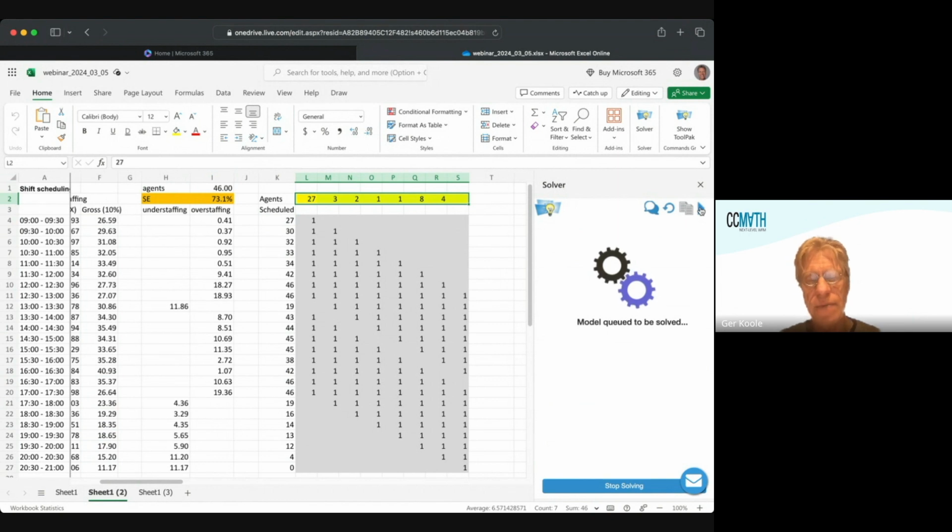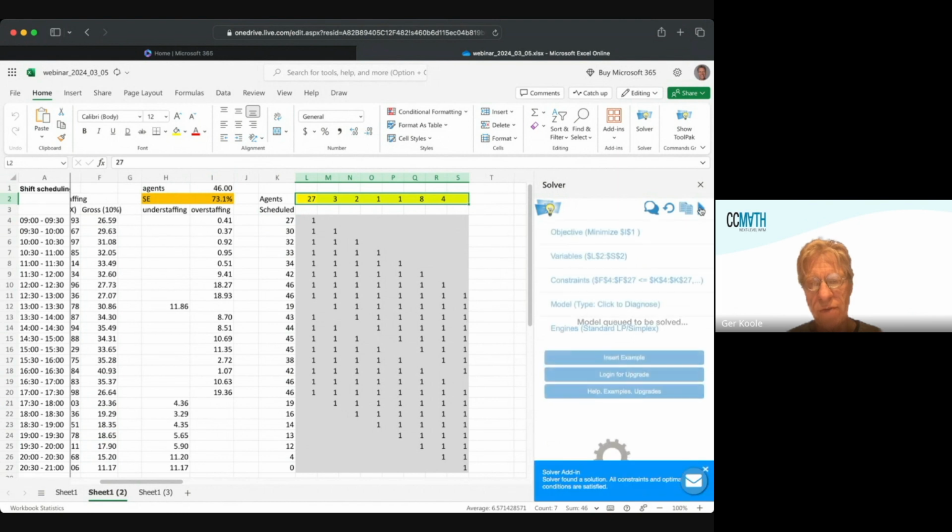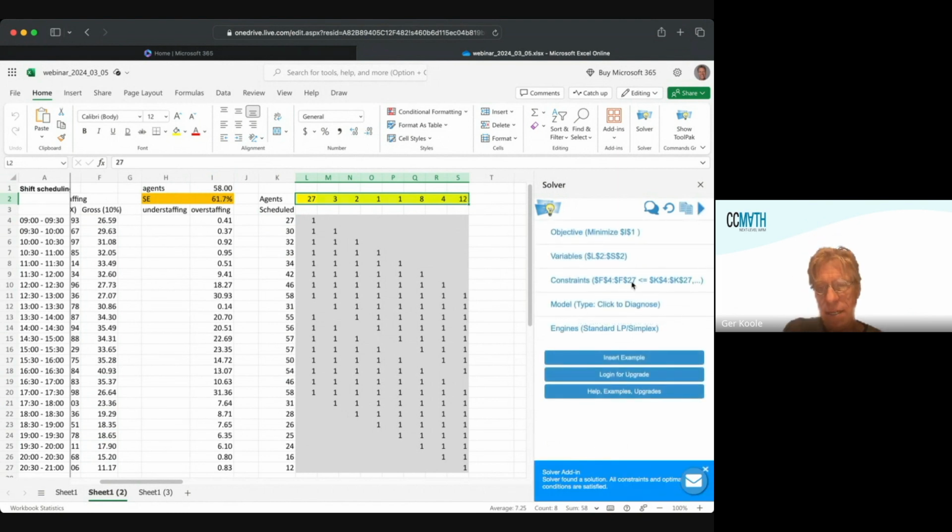It posts this problem to some solver on the web. Hey, and look at that, it worked. Yes, it says here at the bottom, solver add-in found the solution, all constraints and conditions are satisfied. And indeed, it gives the answer we started with. I changed it, but you see. And there's a shift. We see no understaffing, so we did a good job.